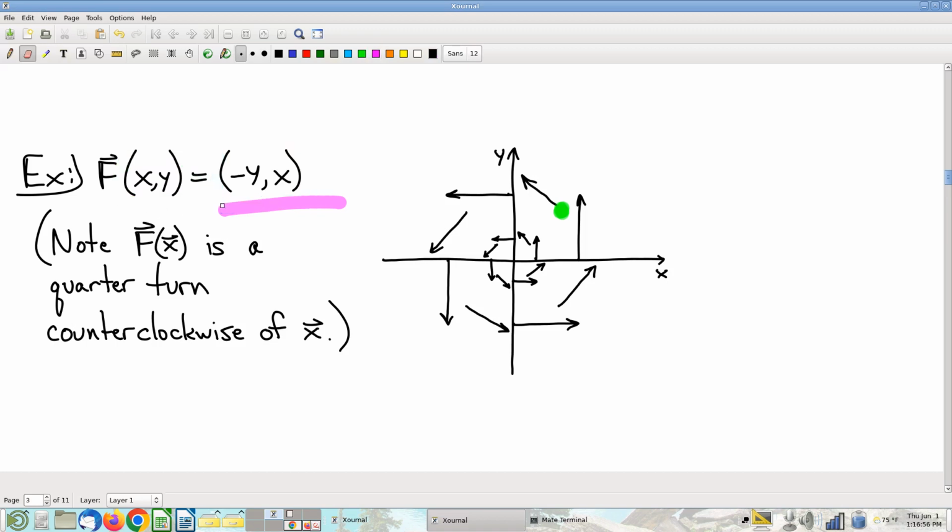And it's not hard to persuade yourself that what it is, in fact, is this field vector is just a 90-degree turn from the position vector. Everybody buy it? Okay.